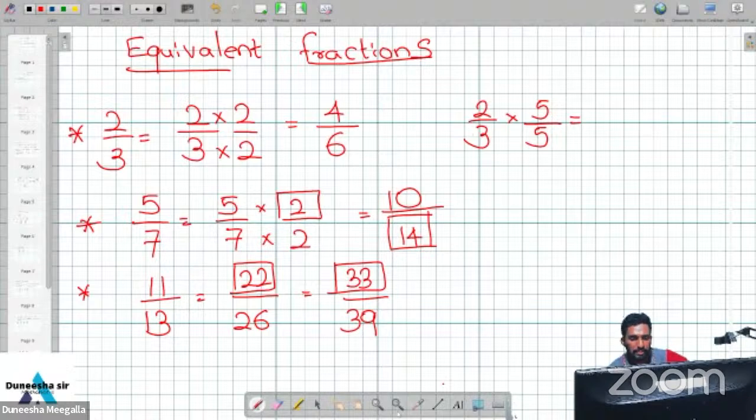Can you tell me what is the answer? 10 over 15. Yes, 10 over 15. Okay. Then the second one is 5 over 7, we can multiply both by 2. We multiplied both by 2. What is the answer? It is 10 over 14. Okay. Then you can get it like this.